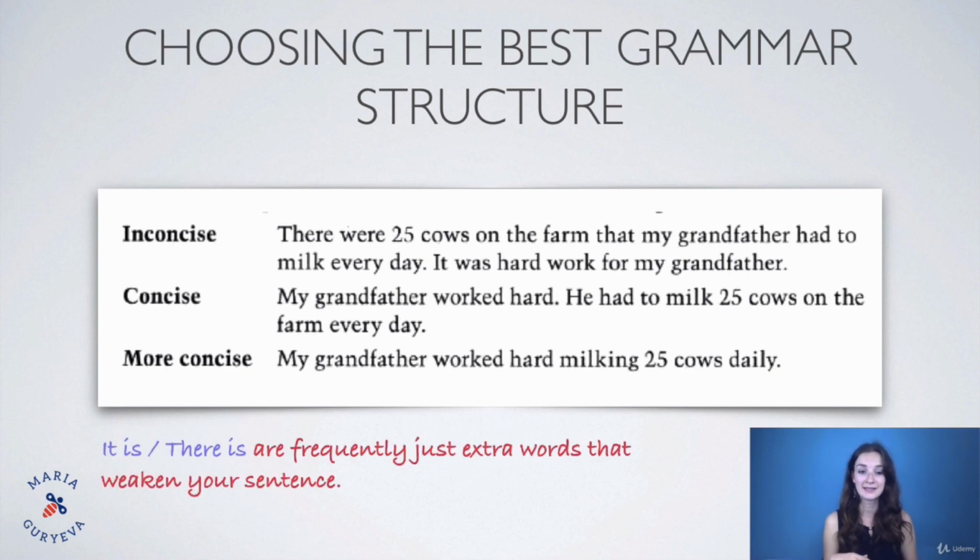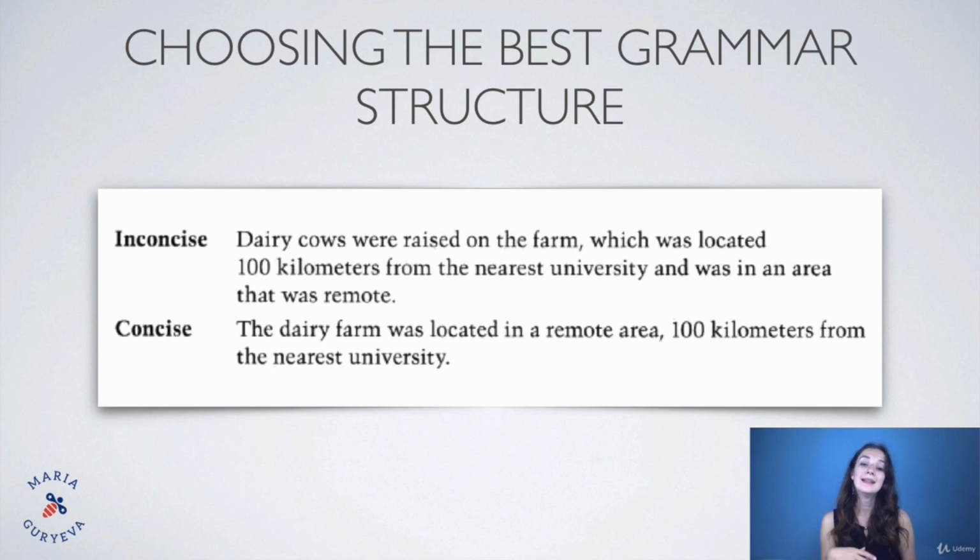So the rule here is "it is," "there is," "there are" are frequently just extra words that weaken your sentence. So try to avoid these constructions because you want to make your sentence more concise and stronger. Let's have a look at the next example. "Dairy cows were raised on the farm, which was located 100 kilometers from the nearest university and was in an area that was remote." Of course, it's a lot of words in the sentence, so it is inconcise. Let's have a look at the more concise version.